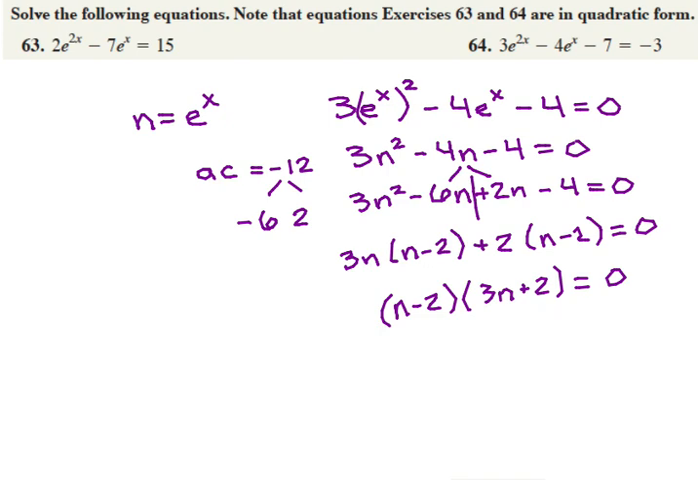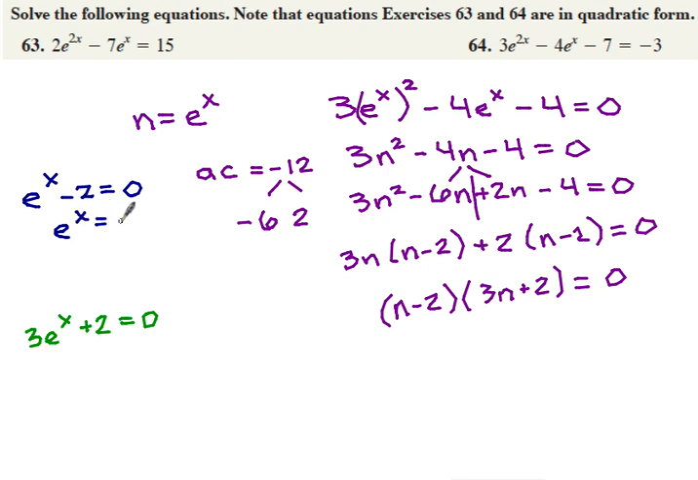We need to substitute back in. So now you've got this first one, which gives us e to the x minus 2 equals 0. Or we've got 3 times e to the x plus 2 equals 0. Okay. Now we just solve for both those. So for the blue one here, we'll add 2 over. E to the x will equal 2.